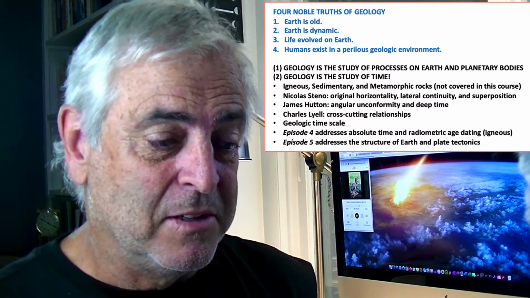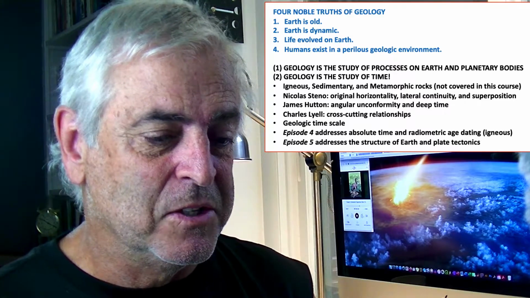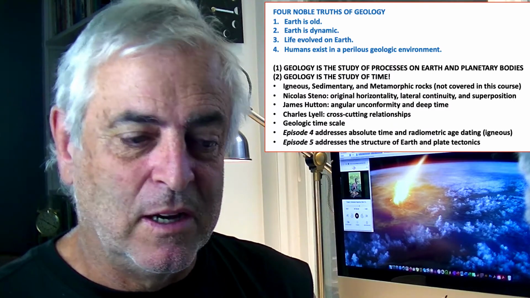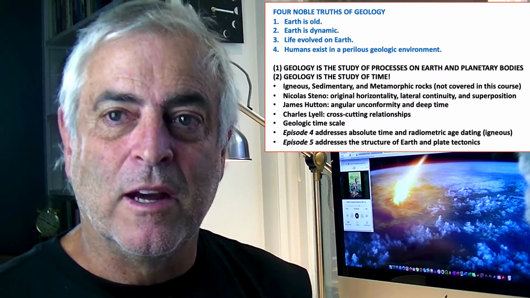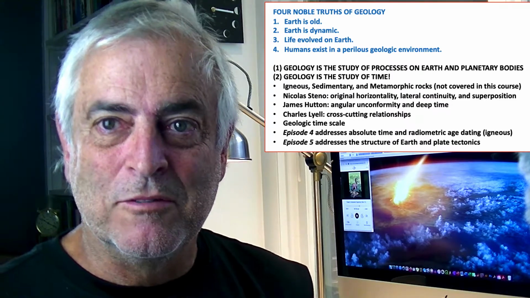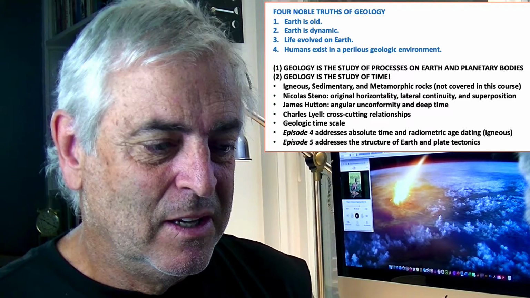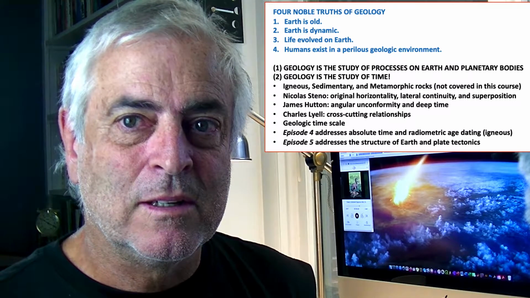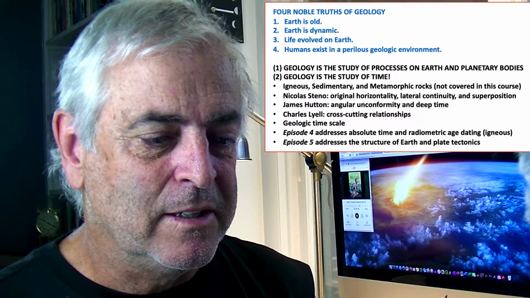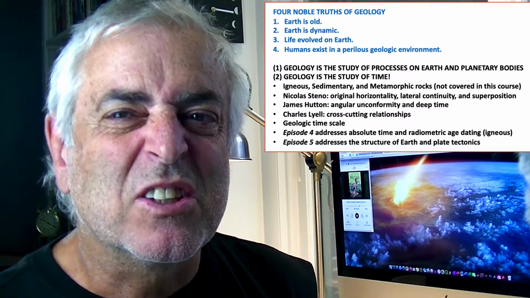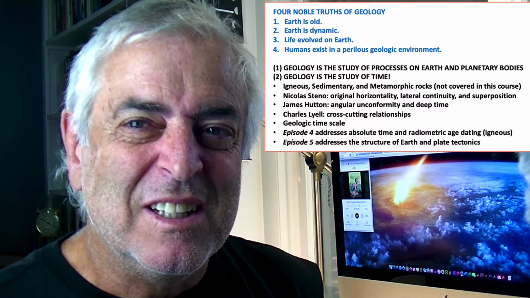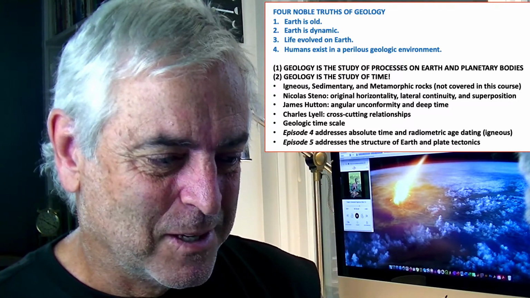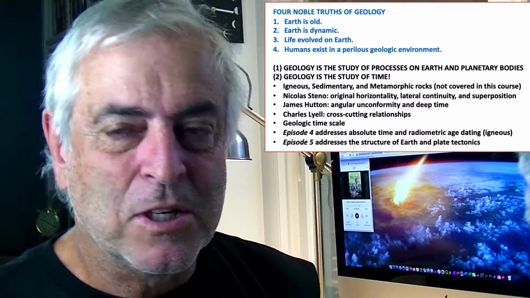We're going to talk about James Hutton some more, the father of modern geology. He gave us the angular unconformity, and he gave us the concept of deep time, that it takes a long time. The Earth cannot be a very short-lived sort of planet. And then Charles Lyell was another pretty important geologist, and he gave us the idea of cross-cutting relationships. Actually, some of these other earlier geologists came up with the same concept, but he's the guy who actually wrote it down for the first time. And then we're going to talk a little bit about the geologic time scale.